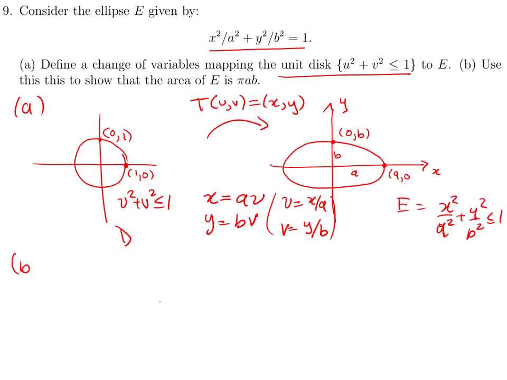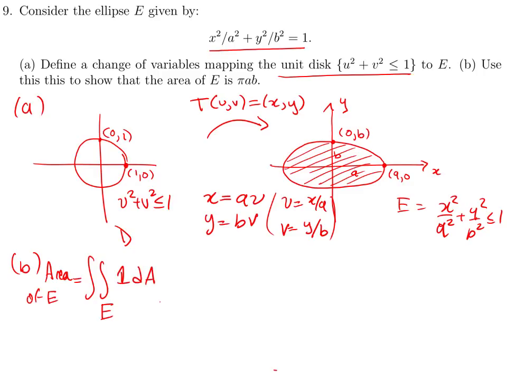And now the second part is to use this to figure out the area of this ellipse. So E is really the region inside here. We figured out how to calculate the area. So we're interested in the area of E, which is a double integral over E of 1 dA. And that's just a double integral over E of 1 dx dy.